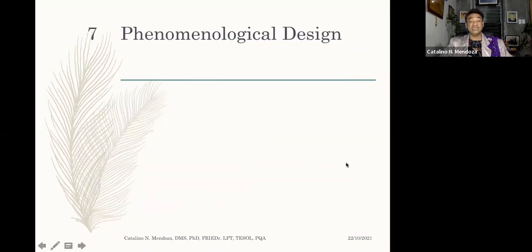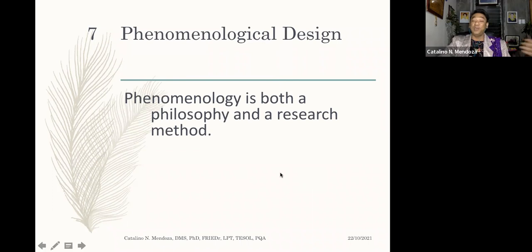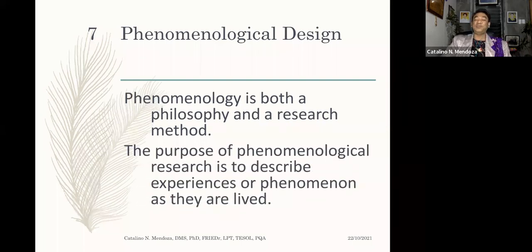So what is phenomenological design? These are the types of qualitative research. Phenomenological design, or phenomenology, is both a philosophy and a research method. Take note, a philosophy standardized by those people who have created that principle. The purpose of phenomenological research is to describe experiences or phenomena as they are lived.